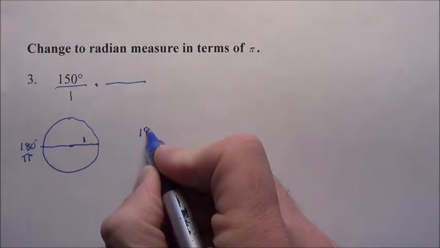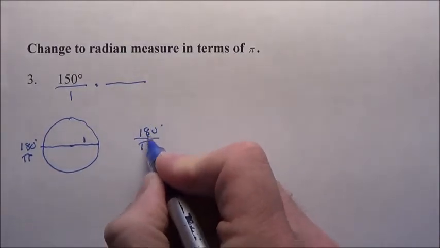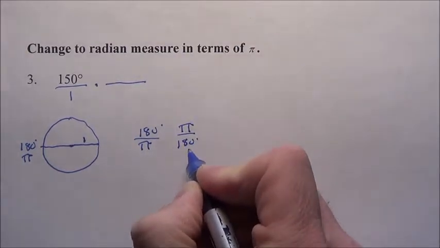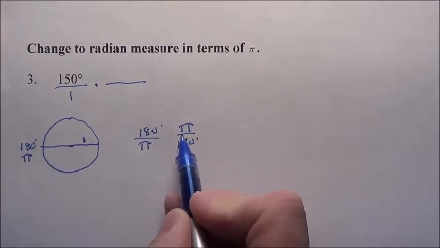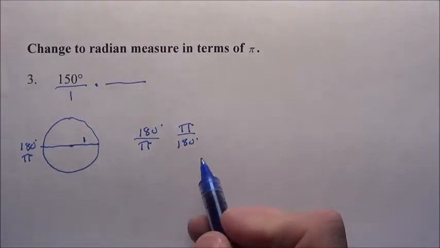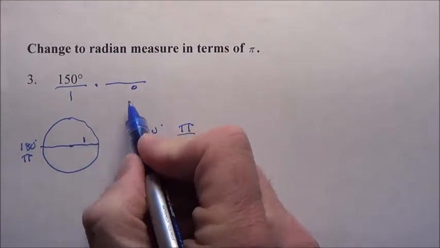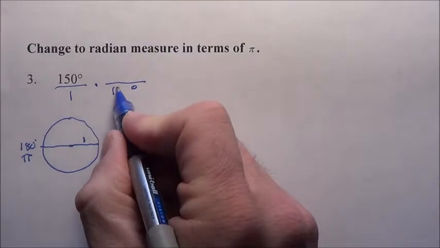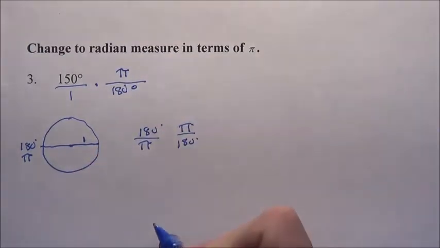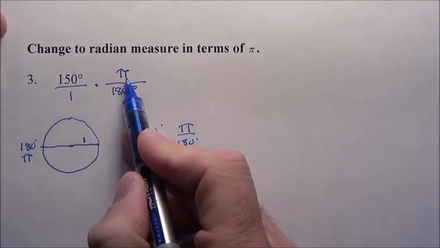So I know that 180 degrees over pi is worth 1, because the top and bottom are worth the same. And if I flip them, they're the same. I can use either this one or this one to change from degrees to radians in terms of pi. Since I have to get rid of degrees, degrees has to go in the bottom, which means the 180 degrees is in the bottom and the radians is up top. Since I want to change to radians, it makes sense that the radians would be up top.